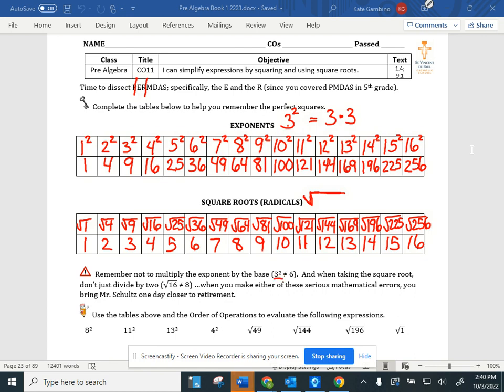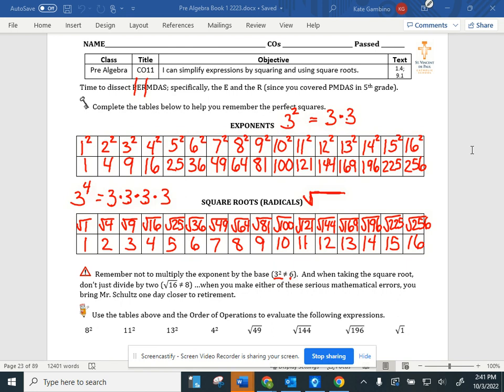3 to the second power is not 6. It is 3 times 3. So whatever your exponent is, that's how many times you're multiplying that number by itself. Not on this worksheet, but it is good for you to know. If our number is 3 to the 4th, that is the same as saying 3 times 3 times 3 times 3, because we have a 4 as our exponent. We're multiplying that 3 four times.